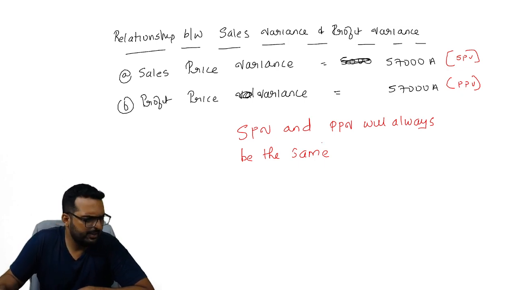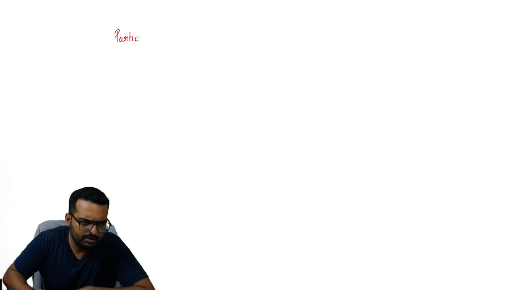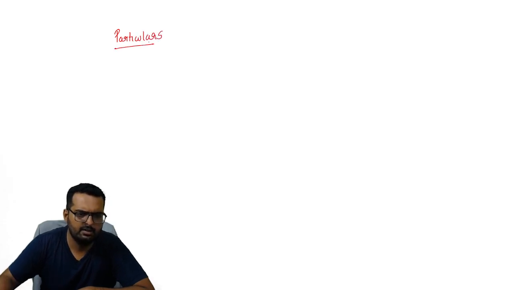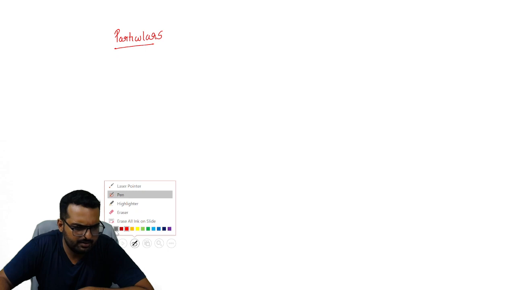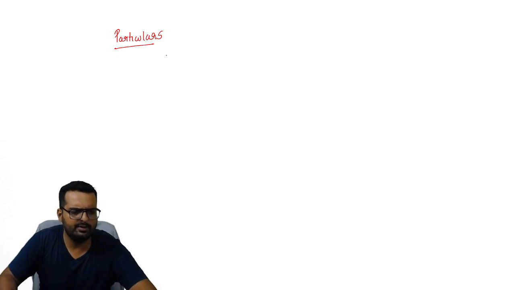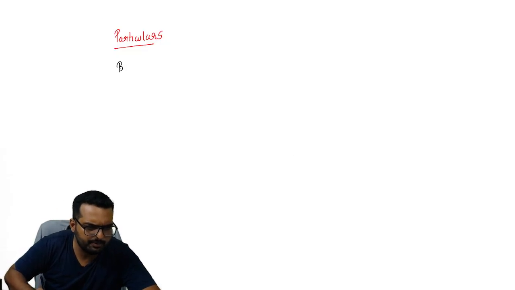Are you done with this? Everyone, can I go to the next part now? Okay. Friends, one more is there. I'll draw a table, particulars. What are the three names that we have over here? Bravo, Champ, Super.